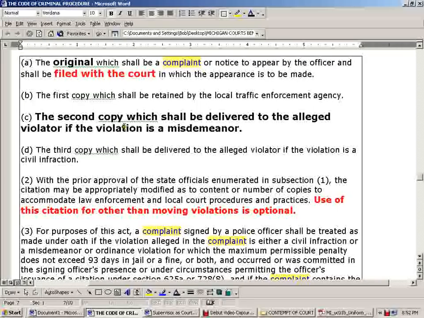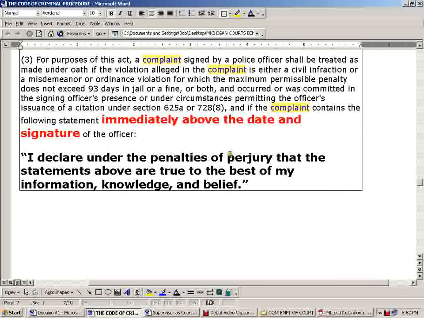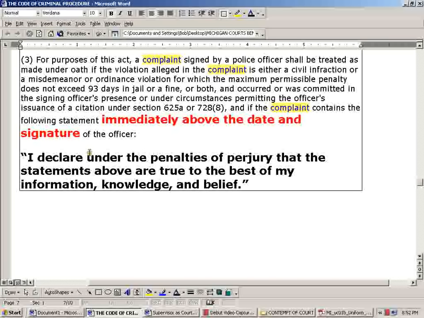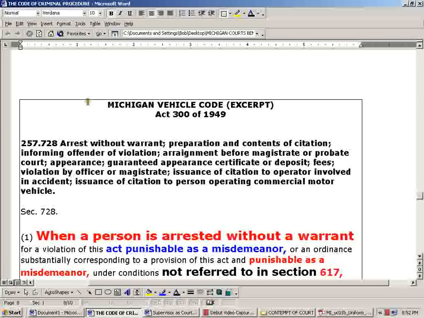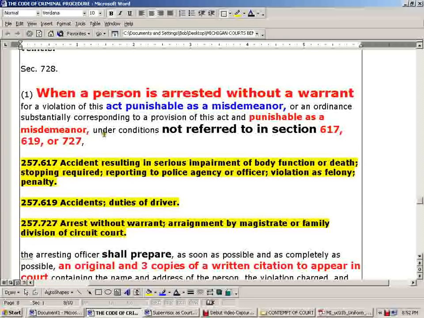And then the first copy goes here, second copy goes there. Yada, yada. You can use it for things other than moving violations. There's that line again that they need to put on there. When a person is arrested without a warrant, act punishable as a misdemeanor not referred to in these sections. Punishable as a misdemeanor under conditions not referred to in 617, 619.